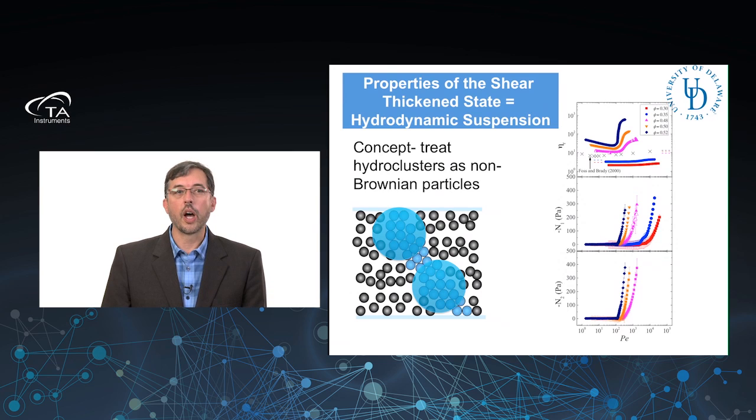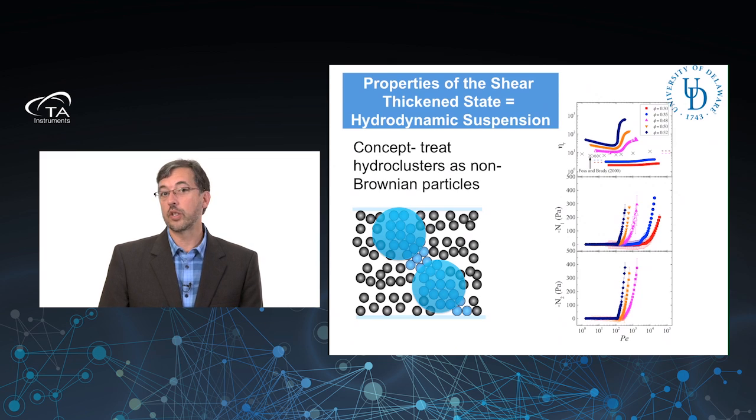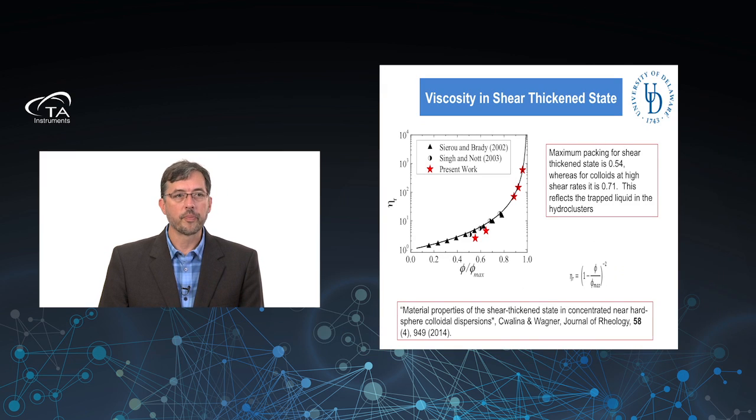Now, so what's going on? Well, you might think about these hydroclusters as no longer being Brownian particles, and just being large particles like we see in a non-Brownian suspension that are dominated by the hydrodynamic interactions between them, but they sort of trap the solvent in between. I've tried to capture that in that little cartoon on the left, where you can see the hydroclusters. I've drawn a sphere around them and sort of indicated that their effective volume fraction is that of the solids that are enclosed plus the trapped liquid in between. And so they have a higher effective volume fraction.